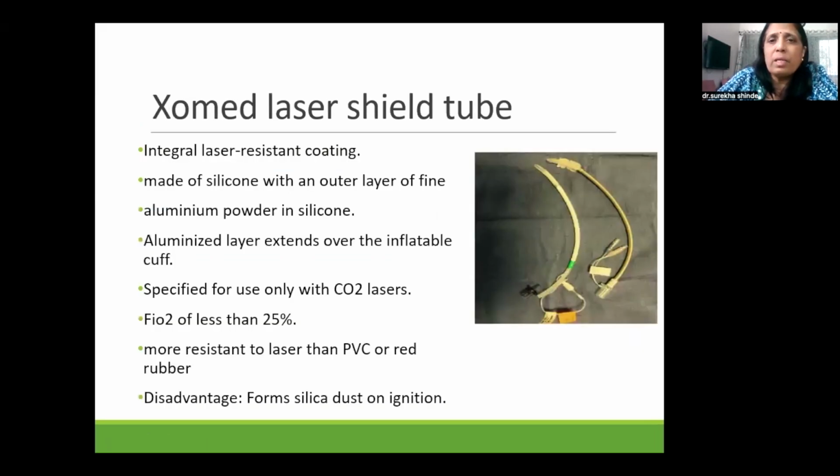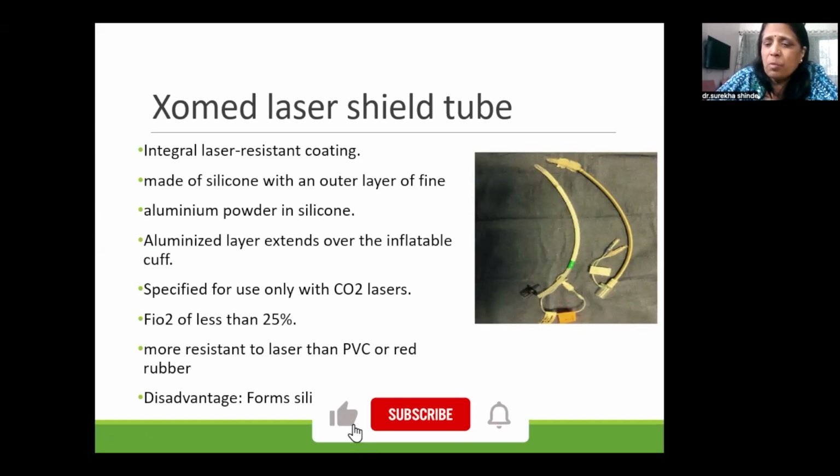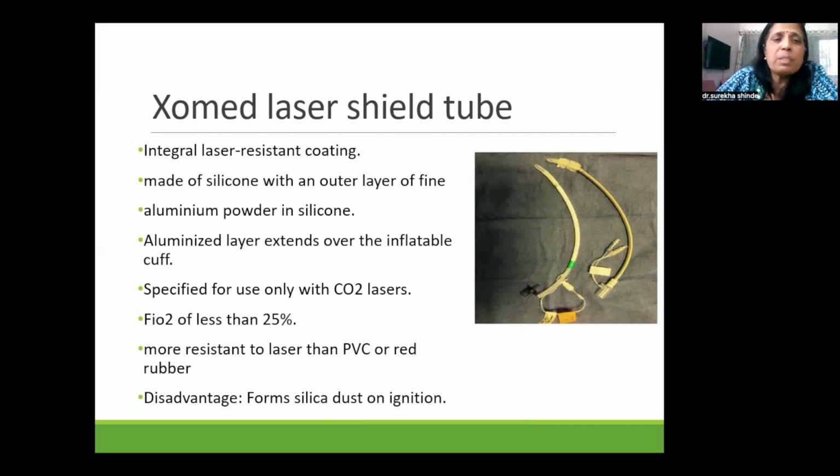So coming to this Xomed laser shield tube, it has an integral laser resistant coating. Itself is laser resistant. It's made of silicone with an outer layer of fine powder of silicon, and it is specifically used for CO2 lasers. FiO2 of less than 25% should be used, because the more the oxygen, the more the chances of combustion, because it's an oxidizing agent. It's more resistant to laser than PVC or red rubber or routine tubes. But the disadvantage is it forms silica dust on ignition. When the beam is passing near the tube, the silica dust is formed, and that forms a silica plume, which can be hazardous to the patient.